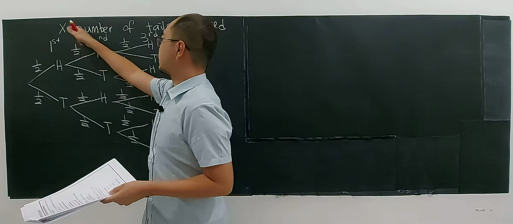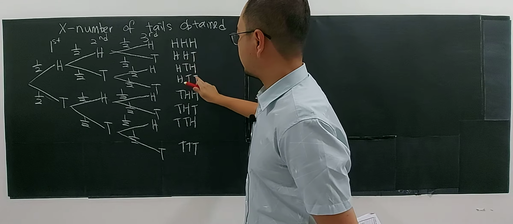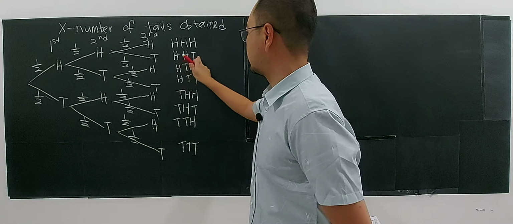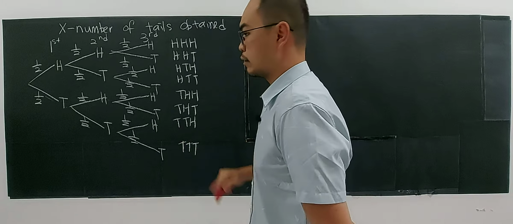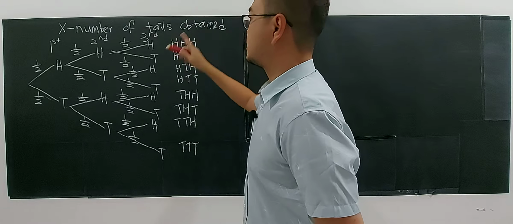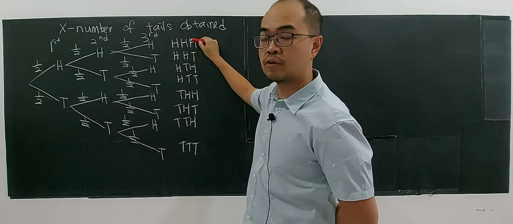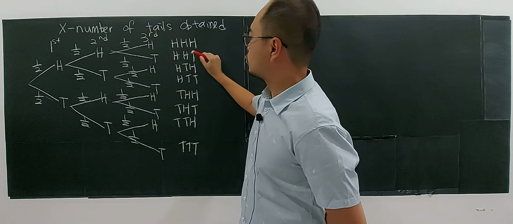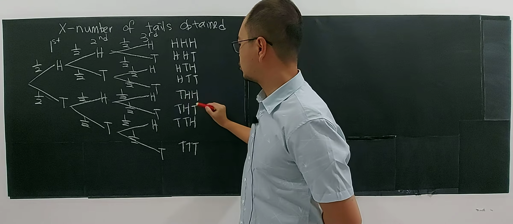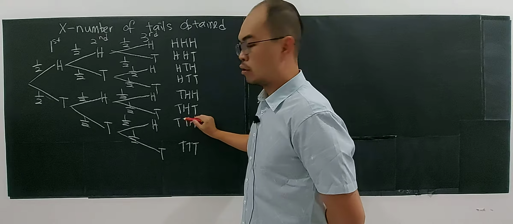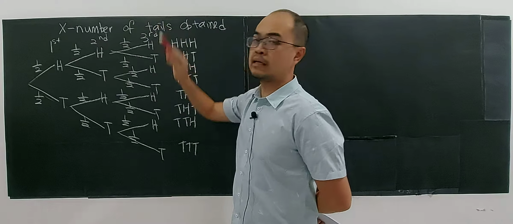You must understand the question: X is the number of tails obtained. So these outcomes have 1 tail, 2 tails, 3 tails. This one has no tail, so X is 0, because X is the number of tails obtained. This is X equals 1 because you have 1 tail. This is X equals 1 also, and this is X equals 2, because X is the number of tails obtained.